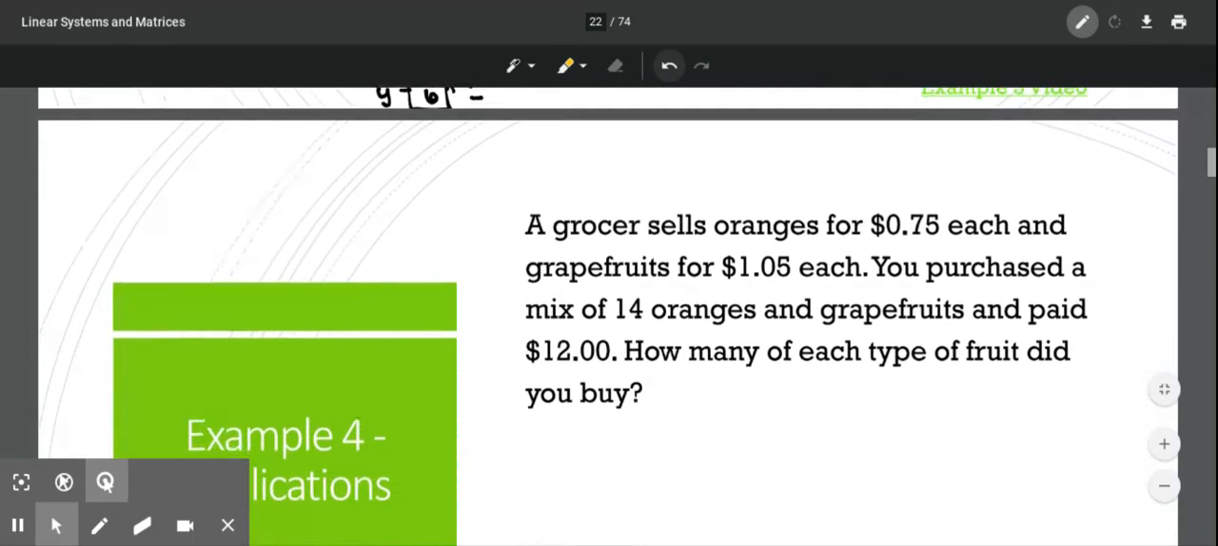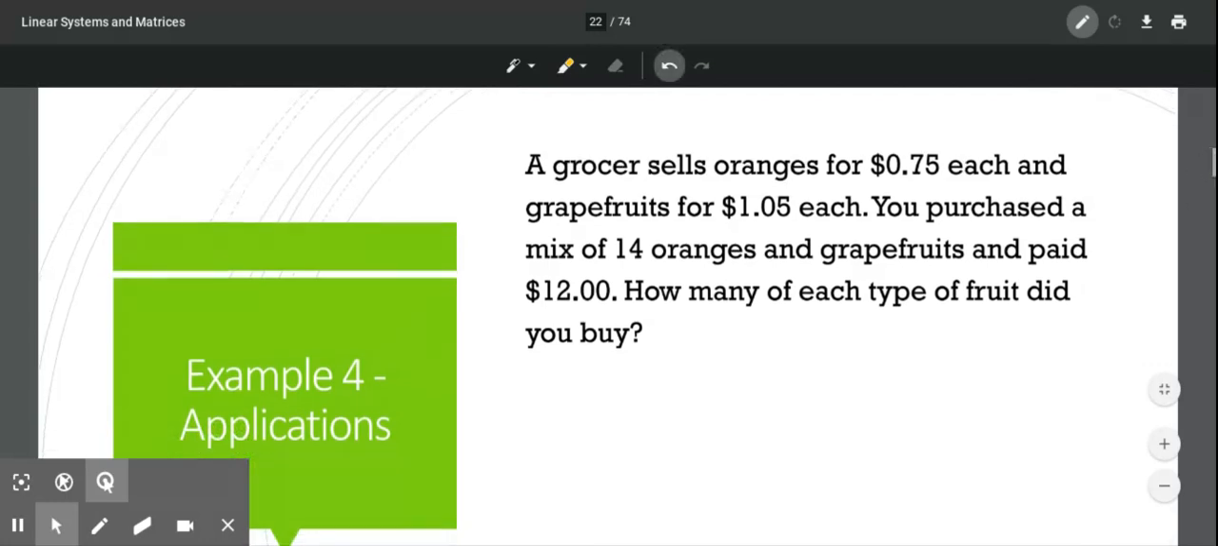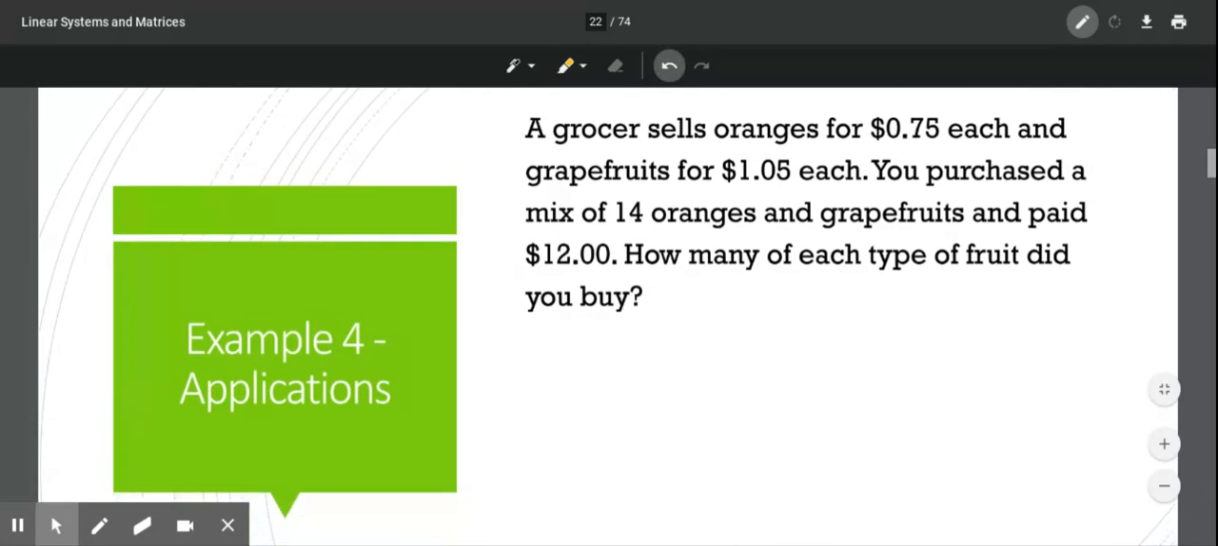And then our story problem. A grocer sells oranges for 75 cents each and grapefruits for $1.05 each. You purchased a mix of 14 oranges and grapefruits and paid $12. How many of each type of fruit did you buy? So we're going to write two equations. Our first equation, let's set a quantity, and our second equation, let's write a cost or price equation.